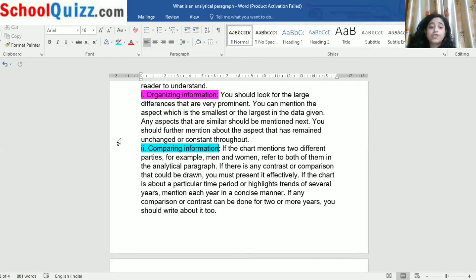Okay. If the chart is about a particular time period or highlights trends of several years, mention each year in a concise manner.